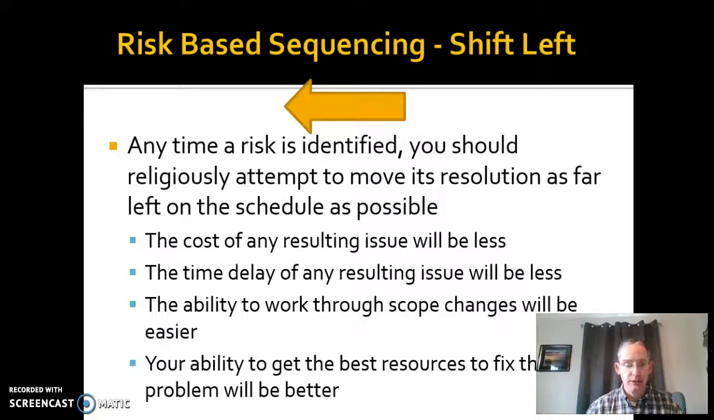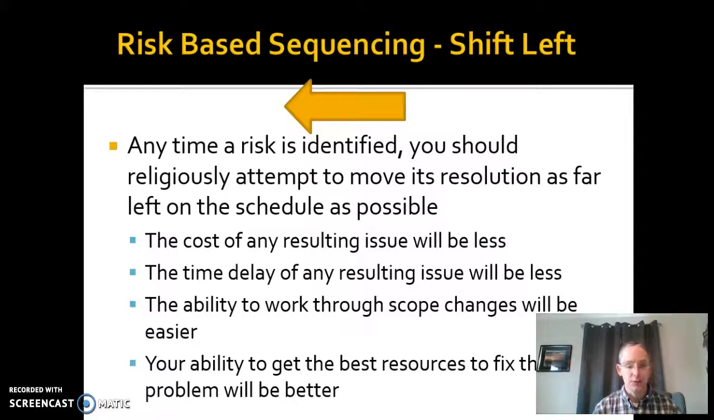The cost of any resulting issue is going to be less. The reason being, think about your schedule. If we move a risk resolution far to the left, what we're doing is getting back on that curve where we're identifying any changes early, right? And so the downstream cost of those changes is going to be a lot less. So anytime you identify a risk, try to shift it left as much as possible on the schedule. The time delay of any resulting issue is going to be less.